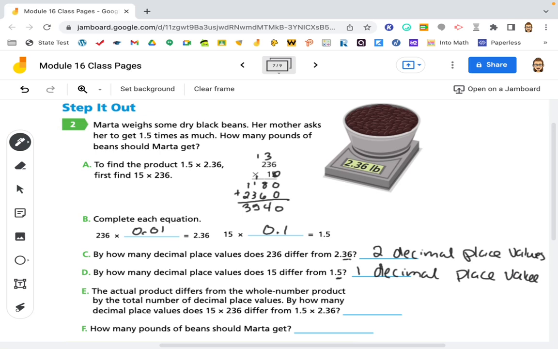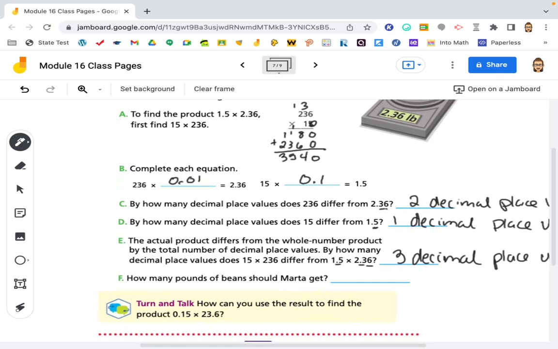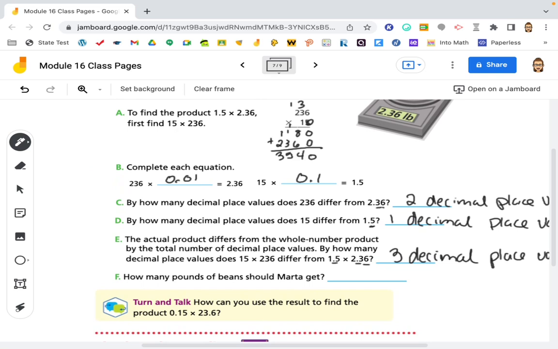So the actual product differs from the whole number product by the total number of decimal place values. By how many decimal place values does 15 times 236 differ from 1 and 5/10 times 2 and 36 hundredths? So you have the 1 plus the 2, so that is 3 decimal place values. So that means how many pounds of beans should Marta get? Well, 1, 2, 3. So that's going between there. So we have 3 and 540 thousandths pounds.